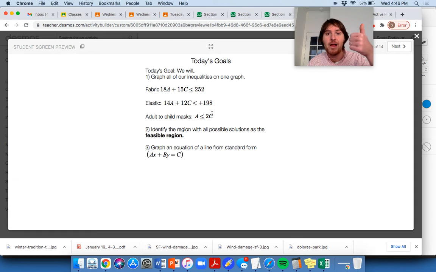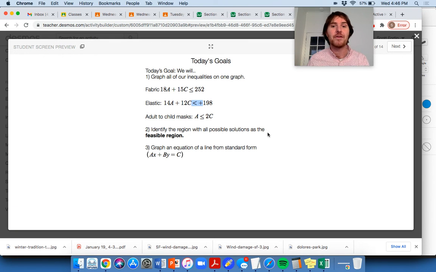Today's goals were this: graph all of our inequalities in one graph. Hopefully you know how to graph all these 3 things. I think we did an okay job talking about that. Can't be perfect. And then this is a typo. Remember, this should be less than or equal to 198. Identify the region with all possible solutions. That's the goal of linear programming: we have these different constraints. Where can we find the common solutions for those 3? That's called the feasible region. Hopefully you know what that is now.